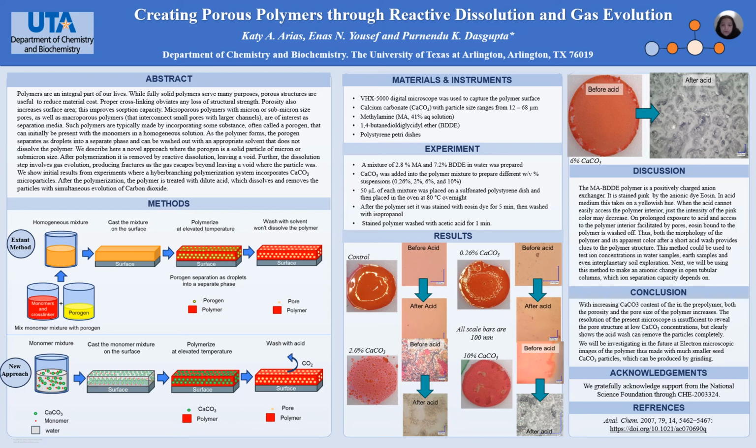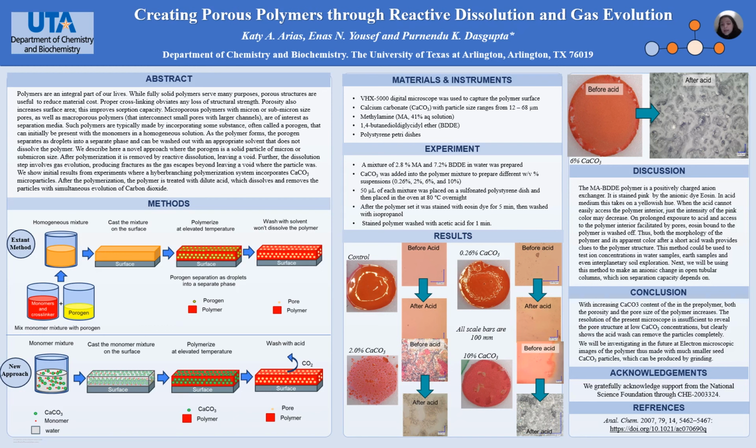After the polymer was set, it was stained with eosin dye for 5 minutes, then washed with isopropanol to remove any excess eosin. The stained polymer washed with acetic acid for 1 minute was the very last step, and that gave us the current results that we see now. We have the control, the 0.26, the 2, the 10, and the 6.